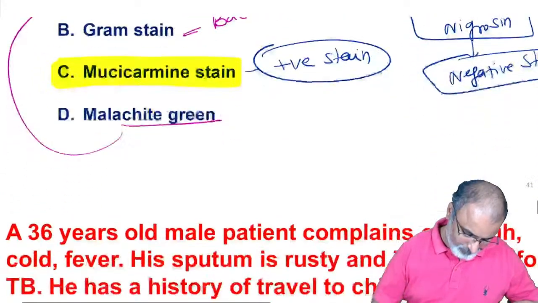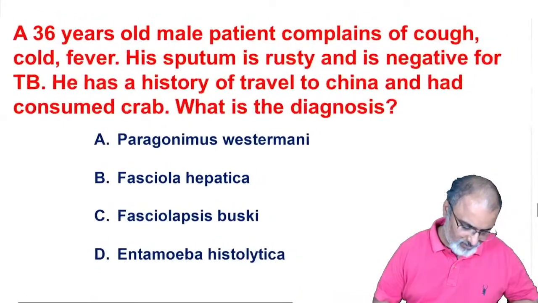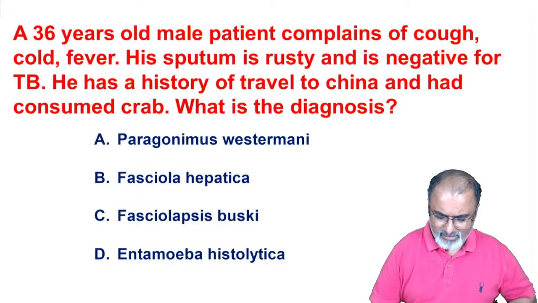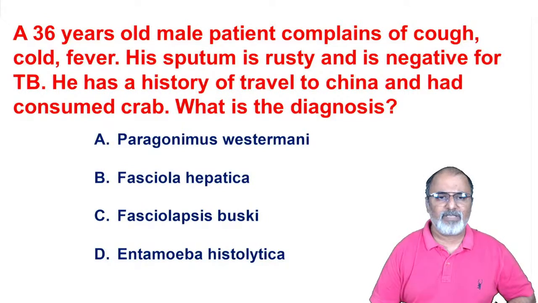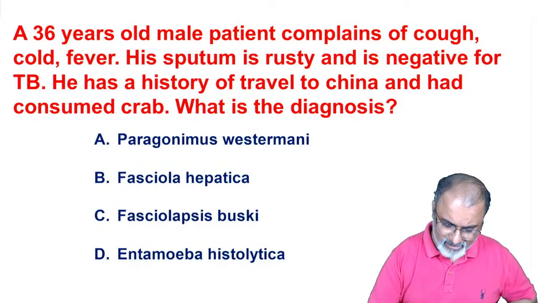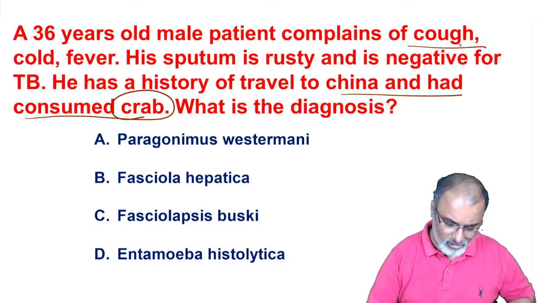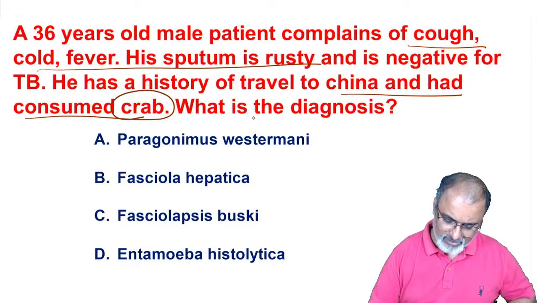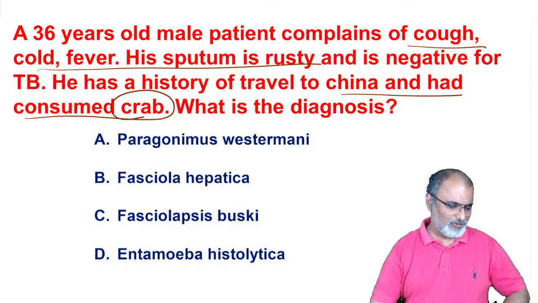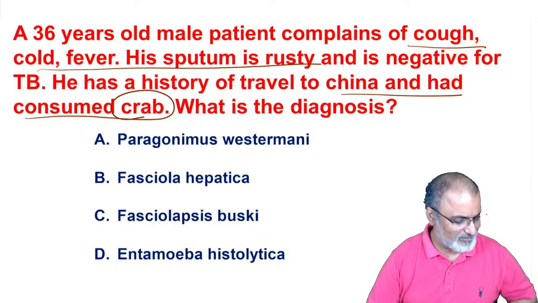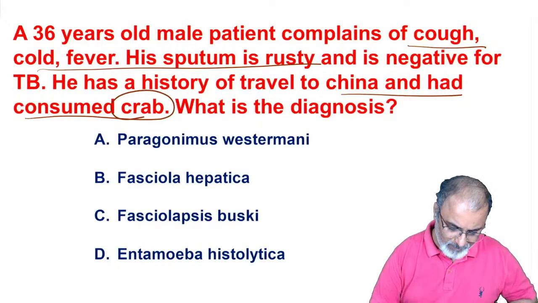Next is, a 36-year-old male patient complains of cough, cold, fever. His sputum is rusty and negative for TB. He has history of travel to China, little tough question, and had consumed crab. See, cough, fever, pneumonia, and eating crab, what is the diagnosis? Eating crab, what is it? Very good. Paragonimus westermani. It is called oriental lung fluke.